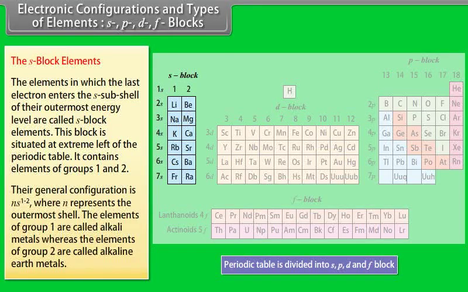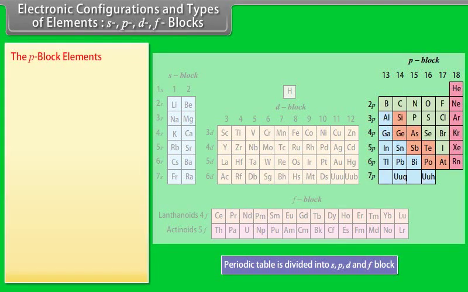Their general configuration is where N represents the outermost shell. The elements of group 1 are called alkali metals, whereas the elements of group 2 are called alkaline earth metals.